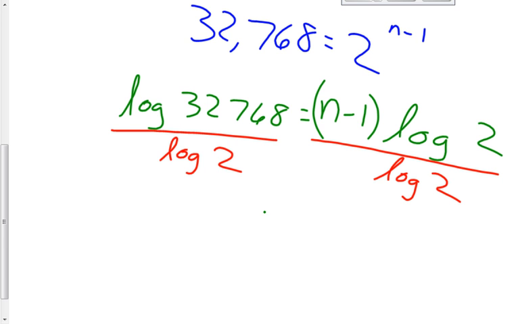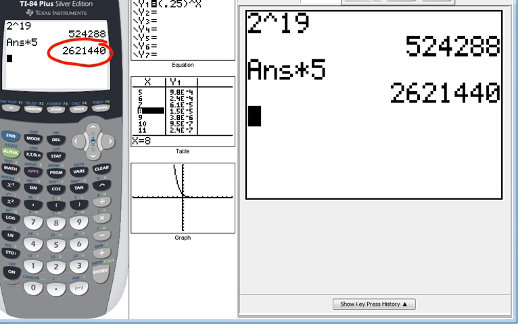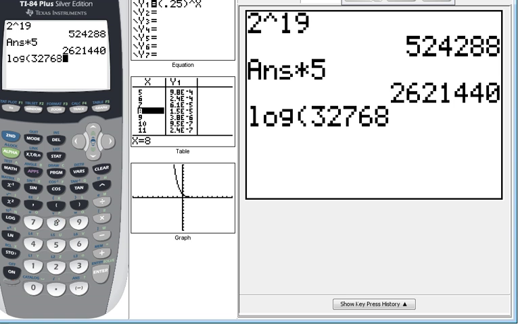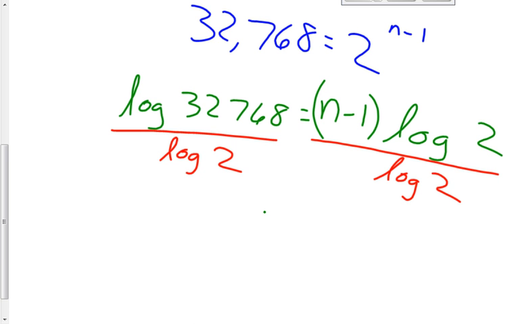So we're going to do this in our calculator. Log of 32,768, and I'm going to divide that number by the log of 2. And what do I get? Woo! 15. So 15 equals n minus 1.